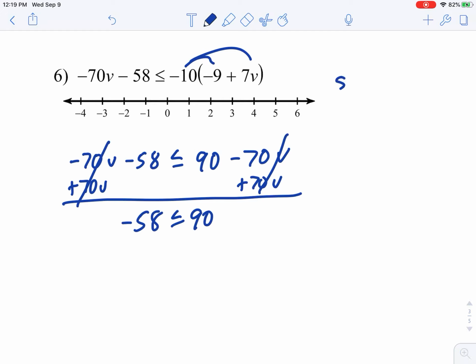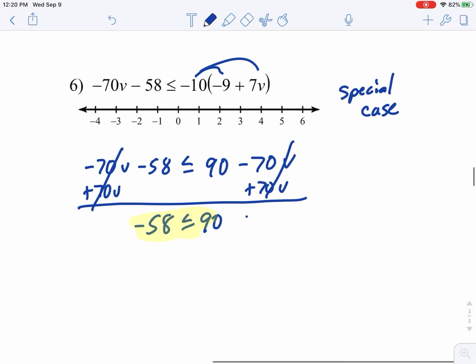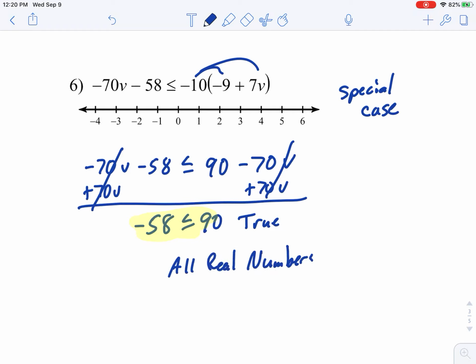So this is a special case, let's call it. And so what you need to do is look at the result. Is negative 58 less than or equal to 90? Well, negative 58 is less than 90, so this is what we call a true statement, and that means that all real numbers are the answers. All real numbers.